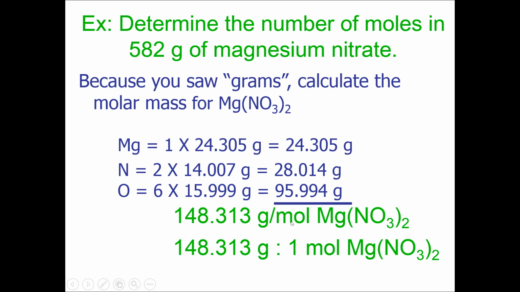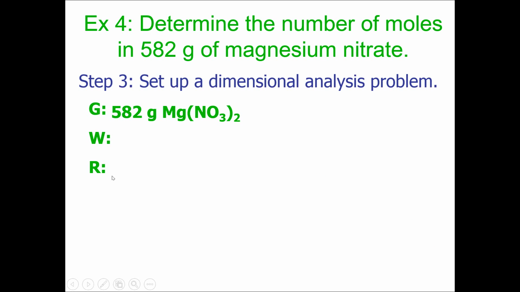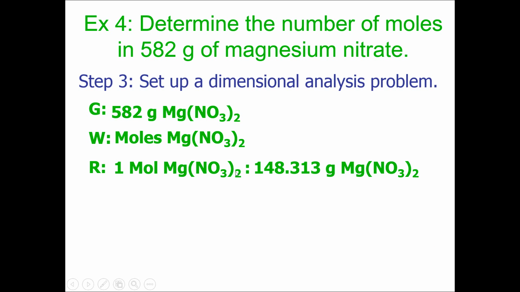While grams per mole is the correct unit for molar mass, I'm going to take this unit and show it as a ratio. For every 1 mole of magnesium nitrate, there are 148.313 grams of magnesium nitrate. So let's take that ratio and put it in our relationship or our ratio part of our GWR problem.